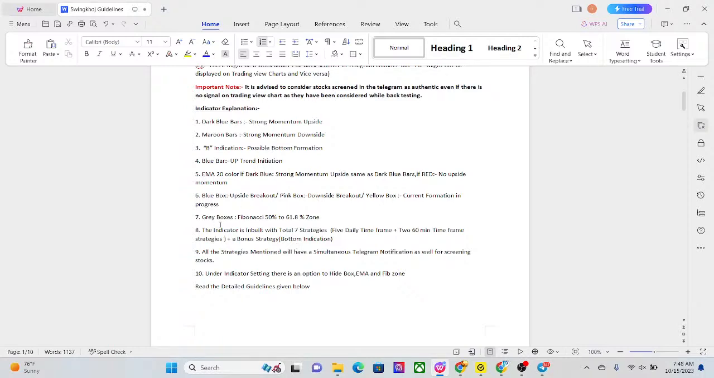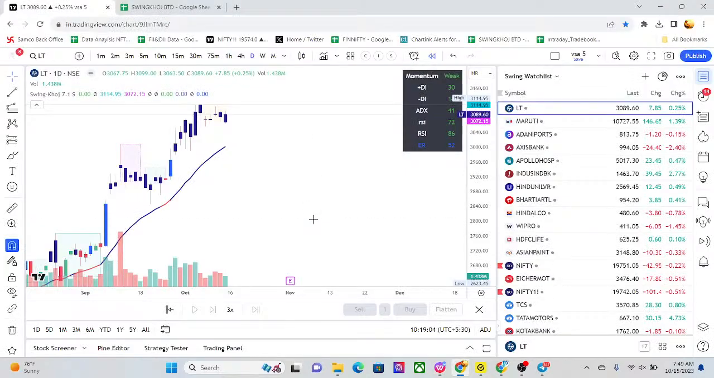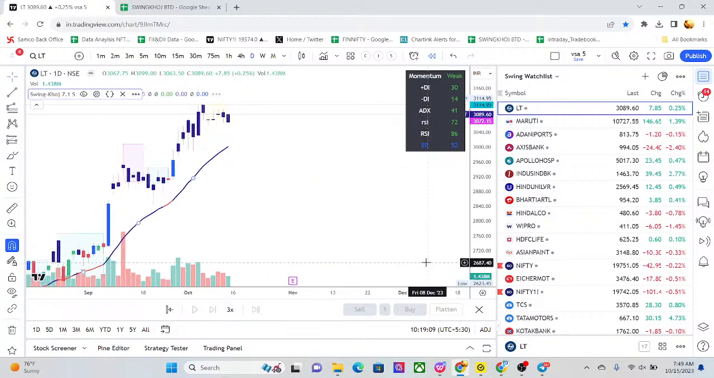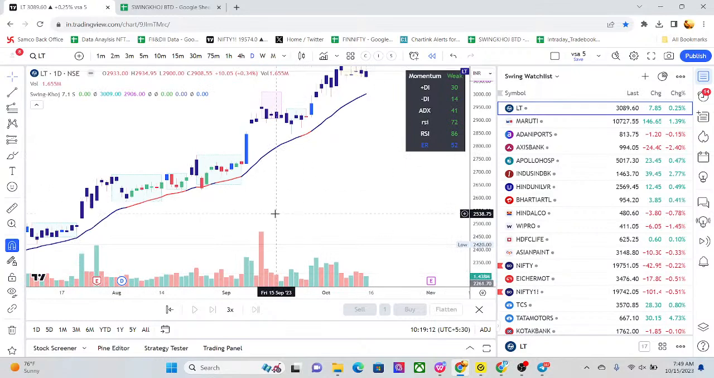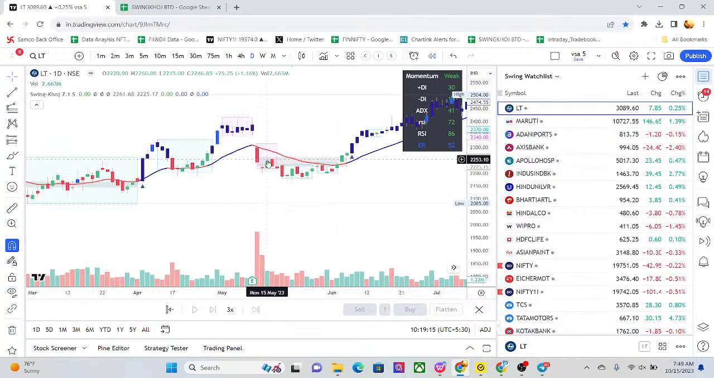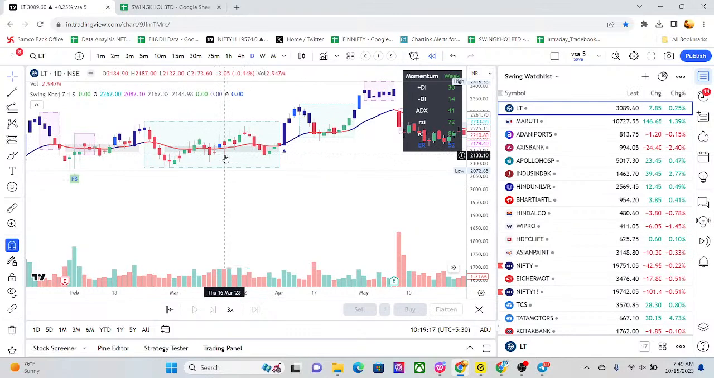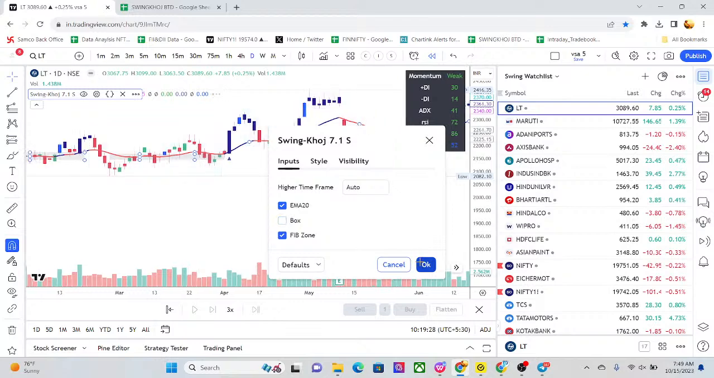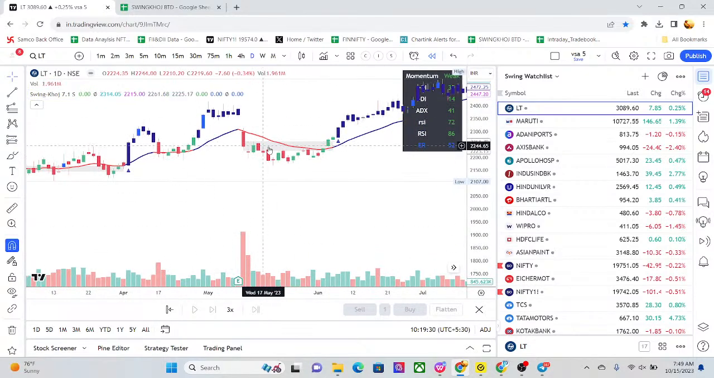Then we have gray boxes, that is a Fibonacci 50 to 618 zone. That is, you can say it's a golden zone for a trending market. If we set this Fibonacci zone here, it will give you, for example, see this was the fib level, this was the fib level. You can see the fib levels, these gray areas, small gray. I'll undo the box here. You can see these gray areas, these are the fib levels. From here also you can look for buy trades.